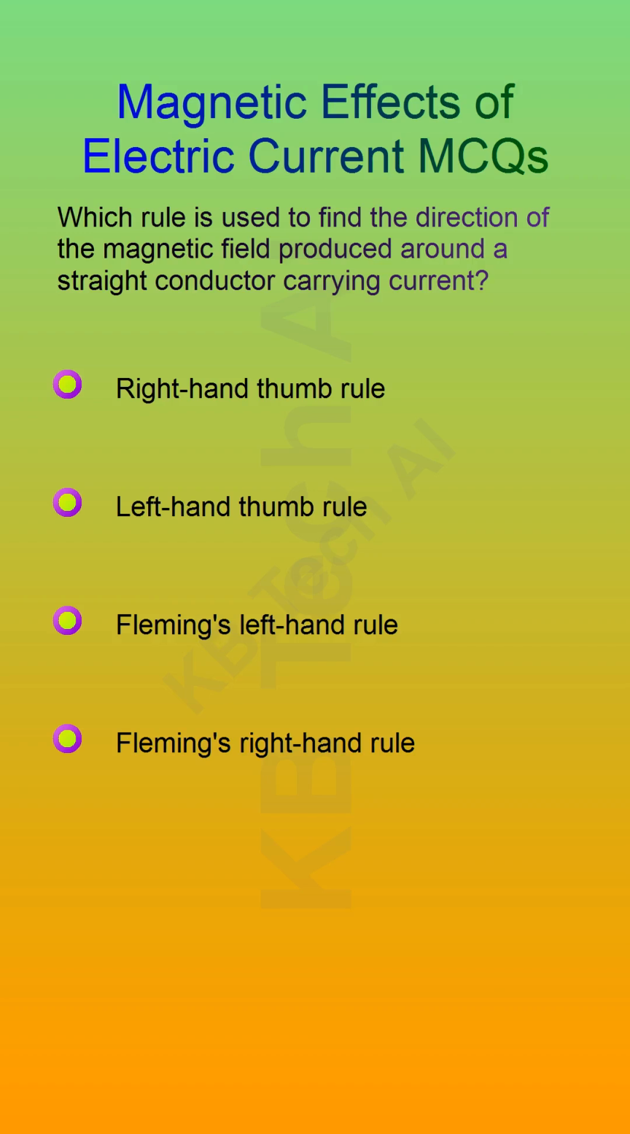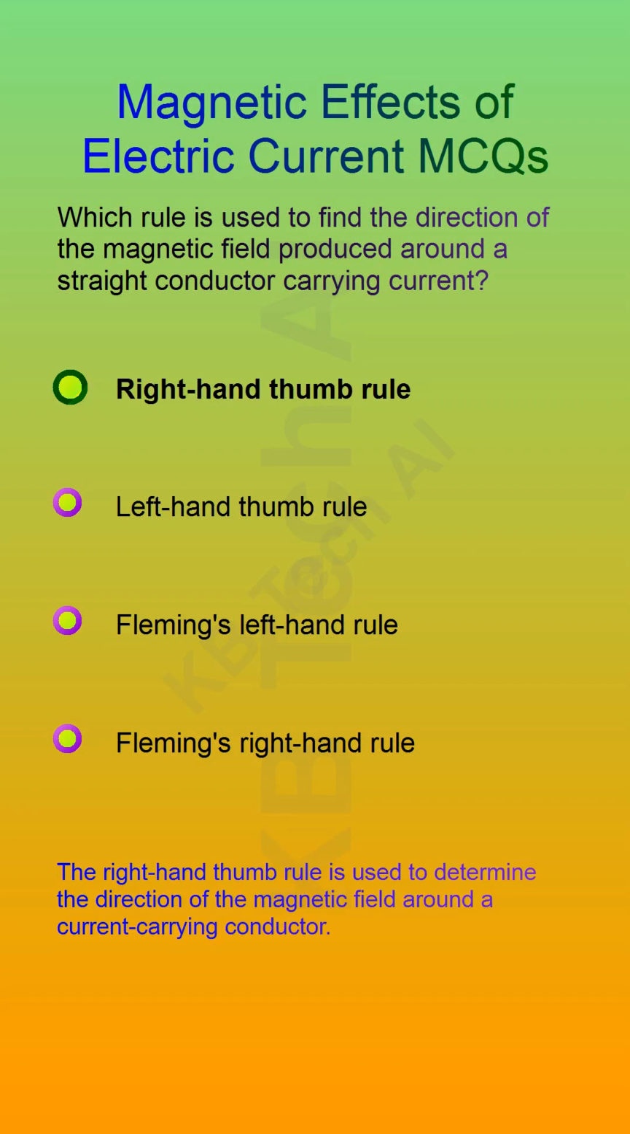Which rule is used to find the direction of the magnetic field produced around a straight conductor carrying current? Option 1, right-hand thumb rule. Option 2, left-hand thumb rule. Option 3, Fleming's left-hand rule. Option 4, Fleming's right-hand rule. The answer is, Option 1, right-hand thumb rule.